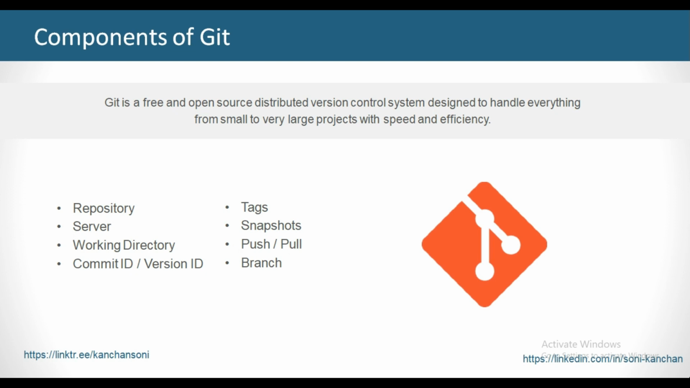Now next is components of Git. There are lots of components in Git, like repository, server, working directory, commit ID, tags, snapshot, push, pull, branch, many things. A repository is a place where you have all your code or all kinds of folders available on the server. Okay, now what is a server? Server is a place where you store all the repositories. It contains all the metadata also, right? Working directory is the place where you see all your physical files and where you do modifications in your files.